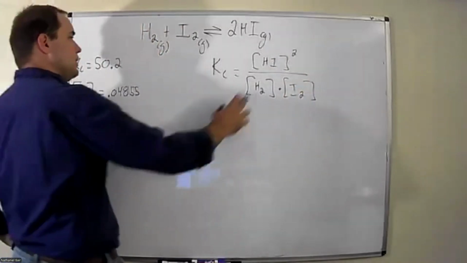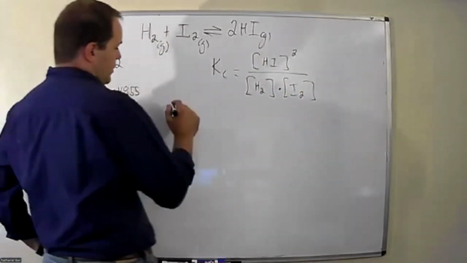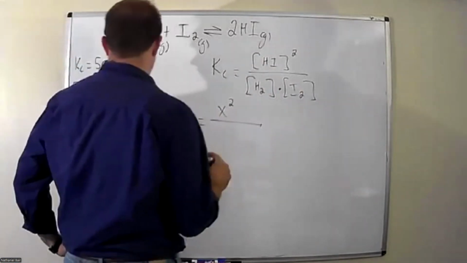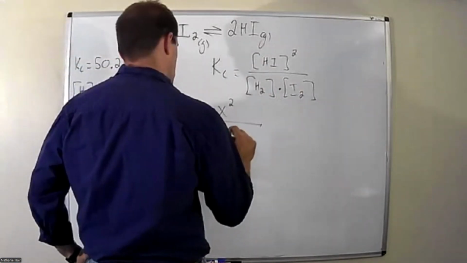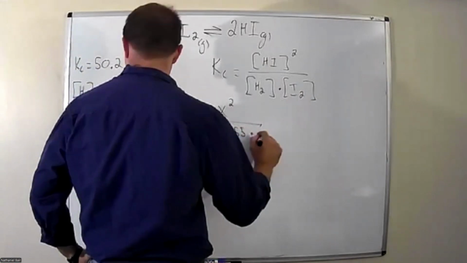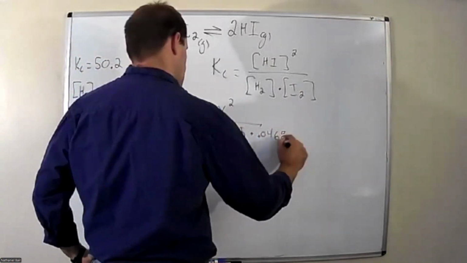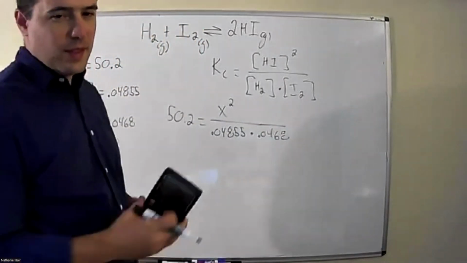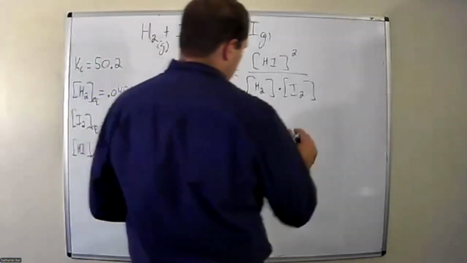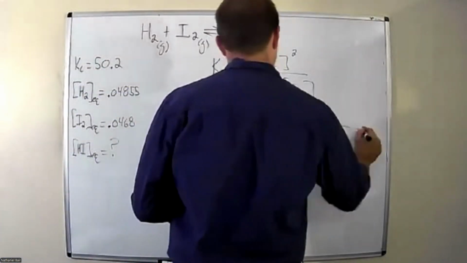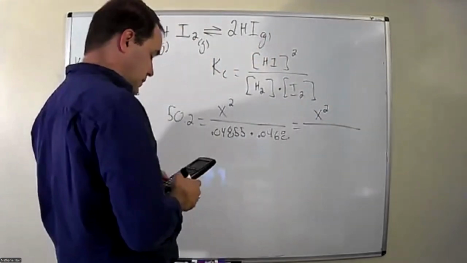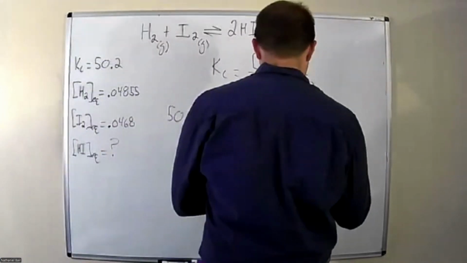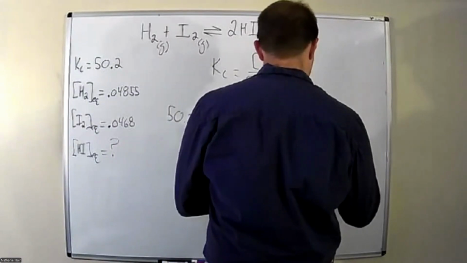Now we essentially call this X. So the equilibrium constant 50.2 equals X squared over 0.04855 times 0.0468. I'm sure you're appreciating the fact we don't have to worry about units. It's like the only time in chemistry where we don't have to worry about the units. You know us chemists, we are picky folk, but here the units don't have a physical meaning, so we can ignore them, and it's pretty awesome.